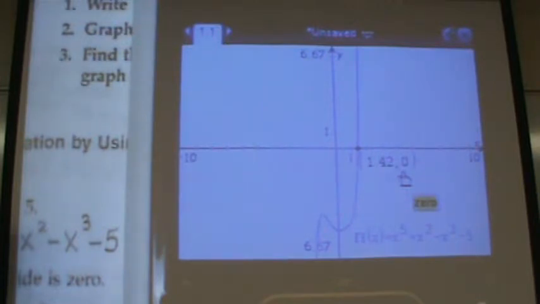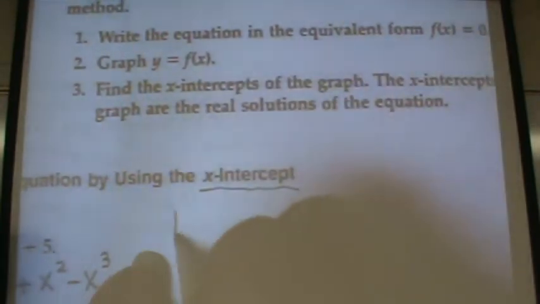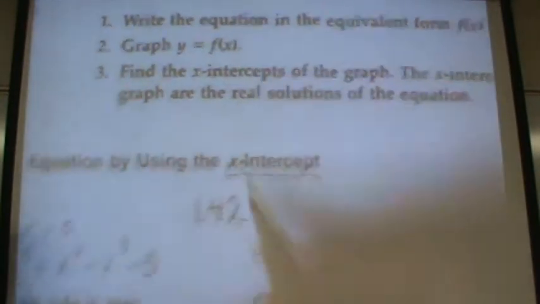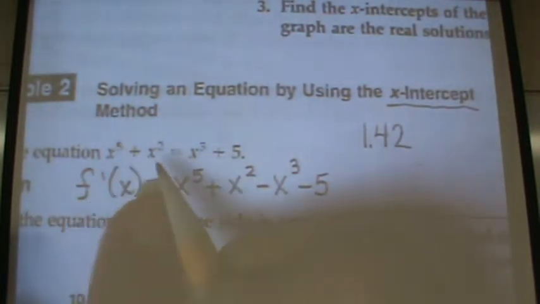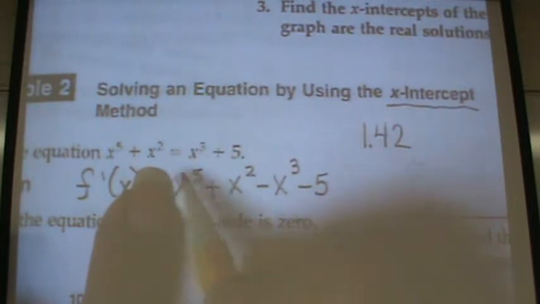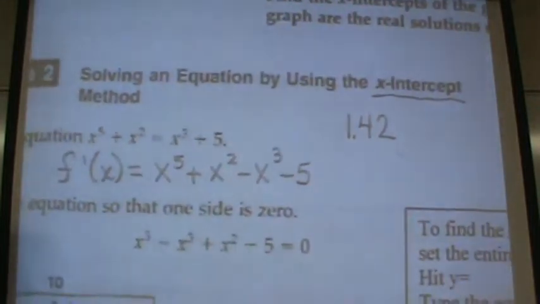1.420. So in other words, 1.42 approximately, if I raised that number to the 5th power and I added the square of that number, it's the same as cubing that number and adding 5. Okay? Now, you know how many equations you've been solving over the last how many years? You could do this on anything. But there's a few issues that arise.